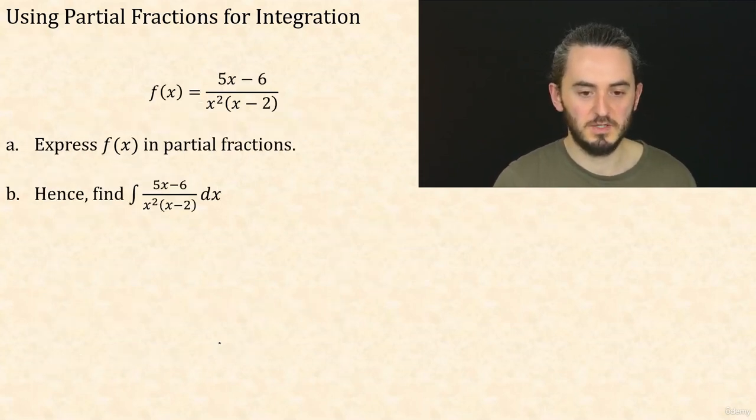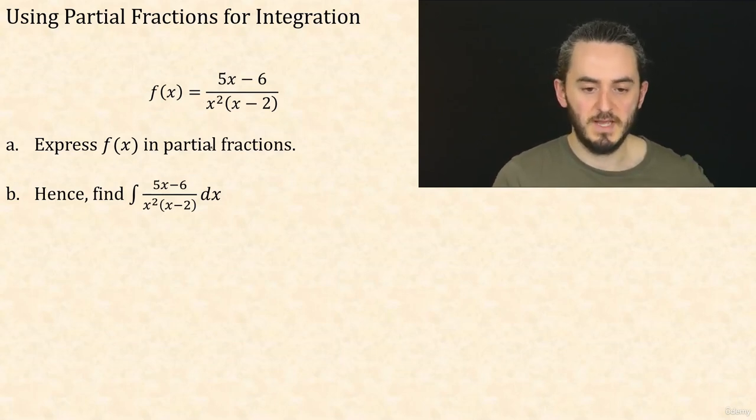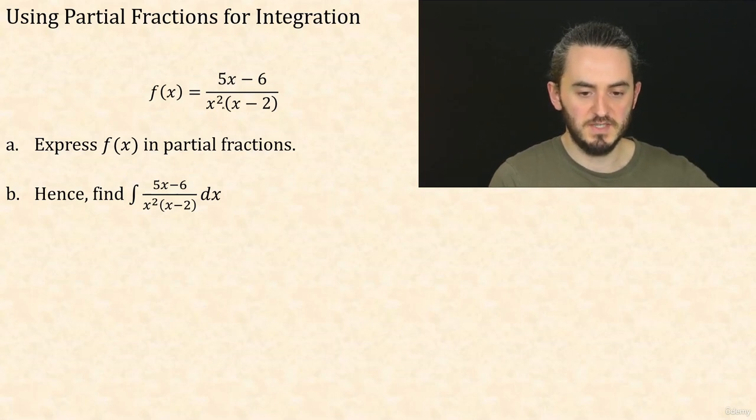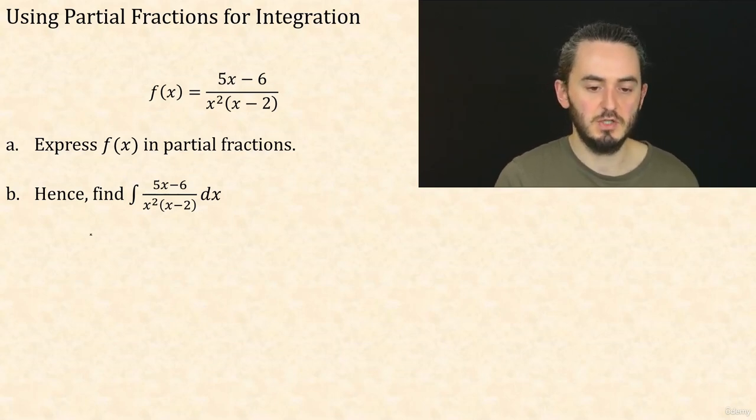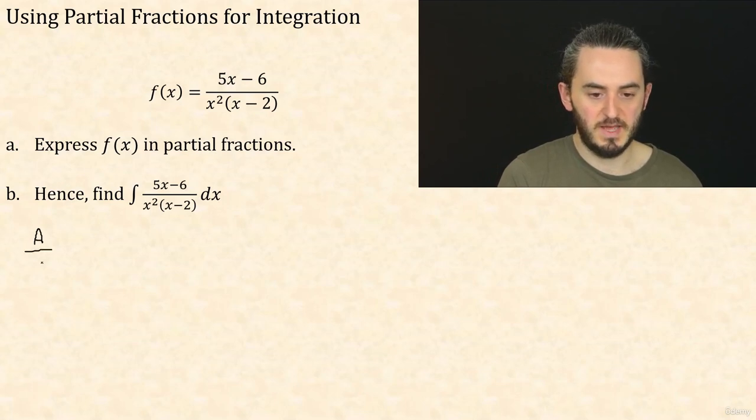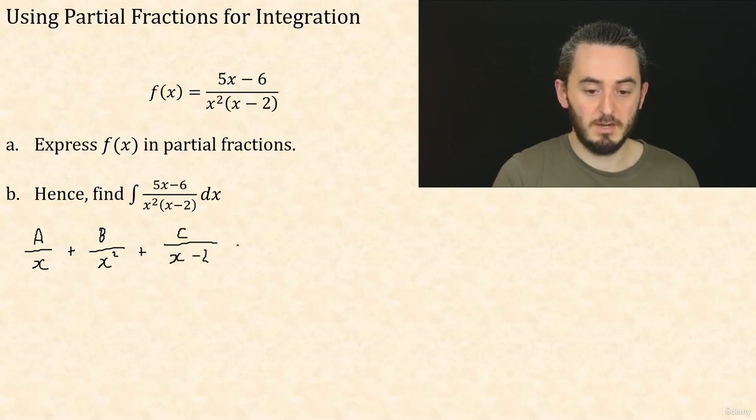Okay, let's look at one more example, and this is one that involves repeated roots. So my f of x here is 5x minus 6 over x squared times x minus 2. So remember that this means that this is going to be expressed in the form a over x, so something over the non-repeated root, plus something over the repeated root, plus something over the other term. And now I need to figure out what a, b, and c are.